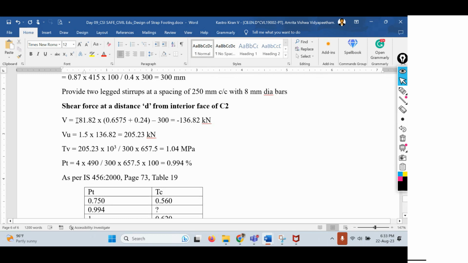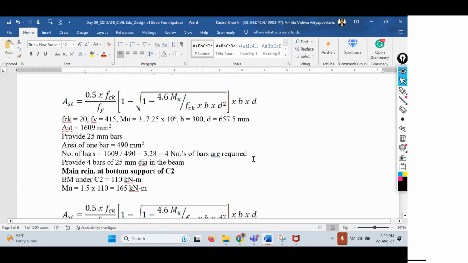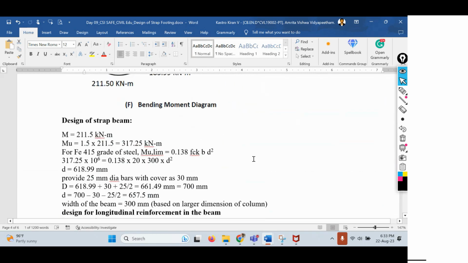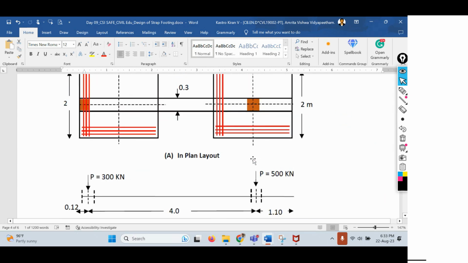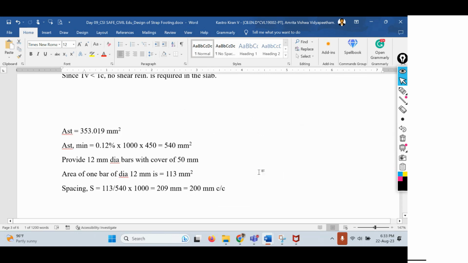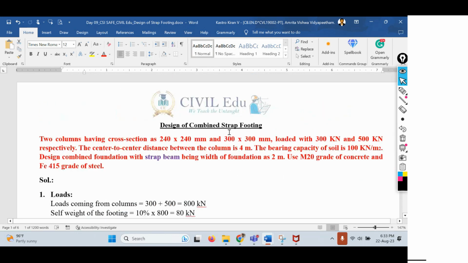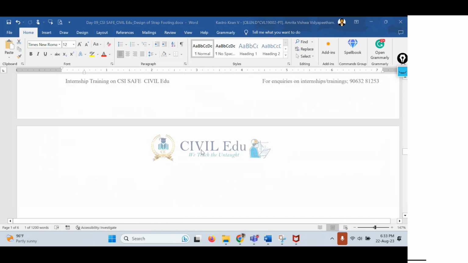The upward soil pressure will remain the same, it will not change. Here it is 0.6575, but here it changes. Let me check the value. I think it is 1.1 or 1.2. Yes, 1.1. And then the dimension of the second column is 300, that is 300 by 2. Let me write that.